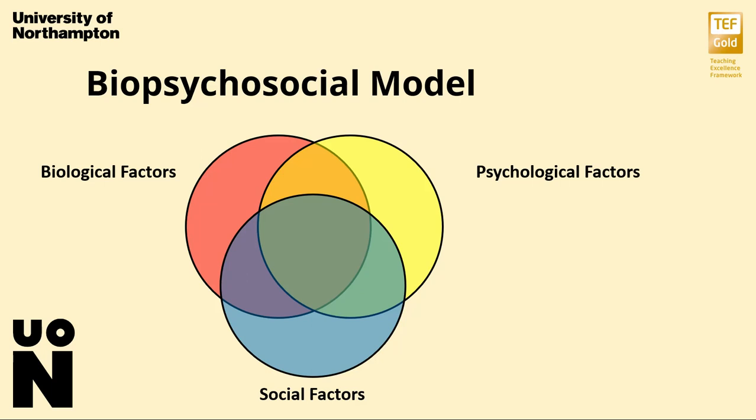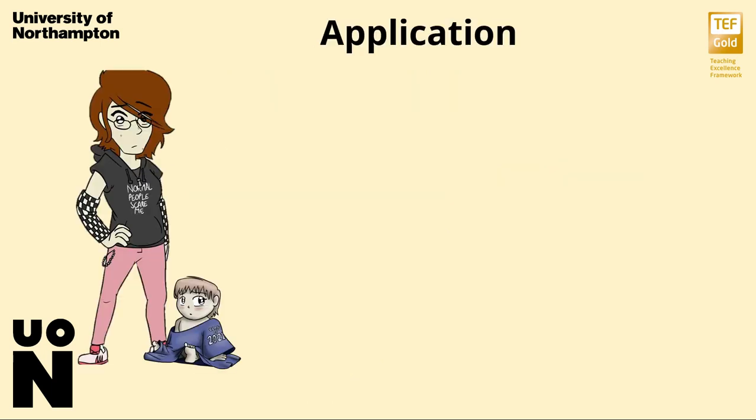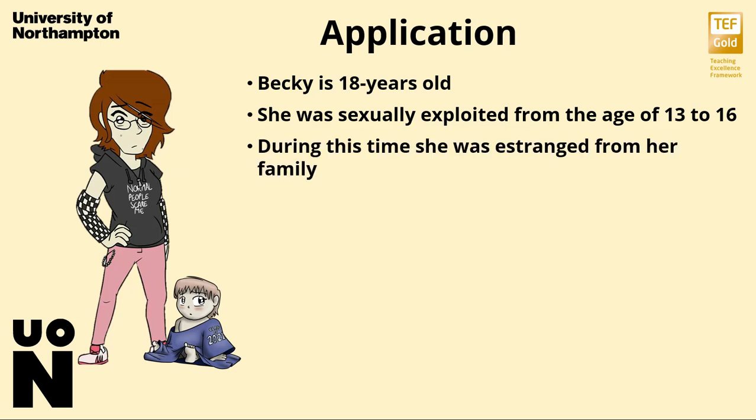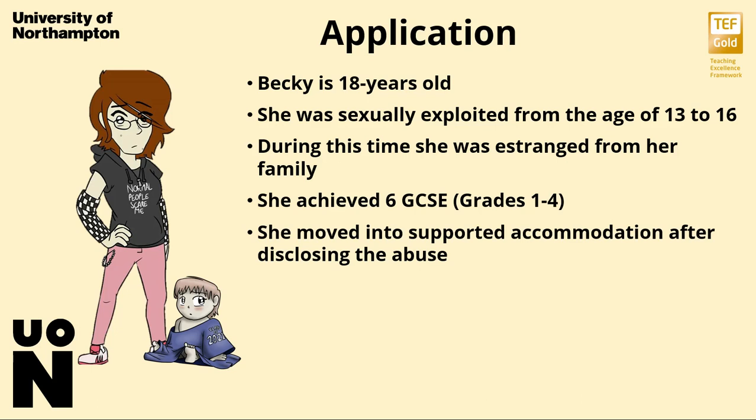Let's apply this to social work by using the signs of safety model. Let's meet Becky. Becky is 18 years old. She was sexually exploited from the ages of around 13 to around 16. And during that time, and for about a year afterwards, she was estranged from her family. Despite that, she achieved 6 GCSEs and got good grades. She also moved into supported accommodation after disclosing the abuse when she was pregnant with her son Roscoe.